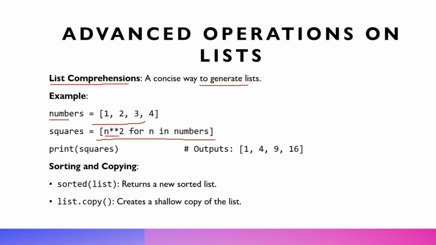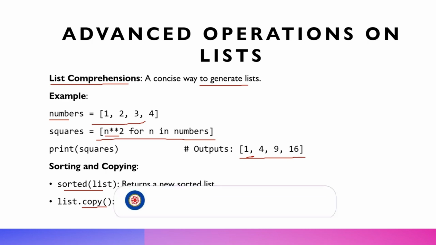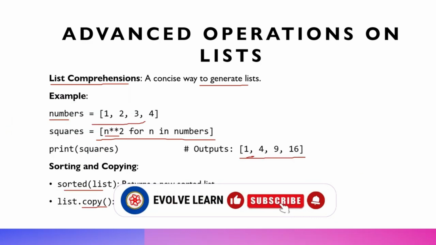By executing this, it generates a list of squares, and we have already discussed this sorted list, which creates a new sorted list instead of sorting the old and original list. And this copy method is used to create a shallow copy of the list. By this, we have covered some of the most commonly used list operations. If you want to gain more in-depth knowledge, you can go through the official Python documentation or visit websites like GeeksforGeeks. Next, dictionaries.